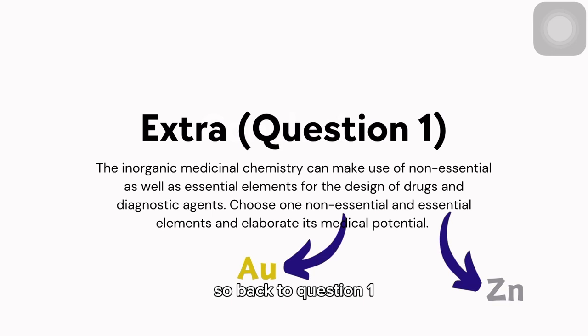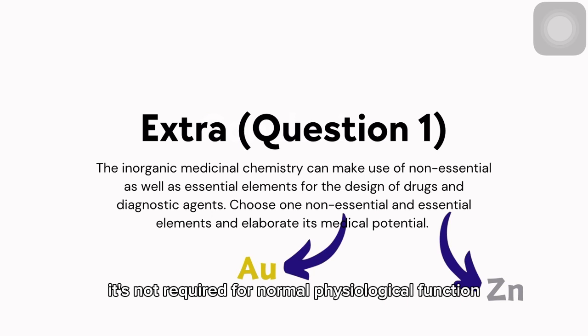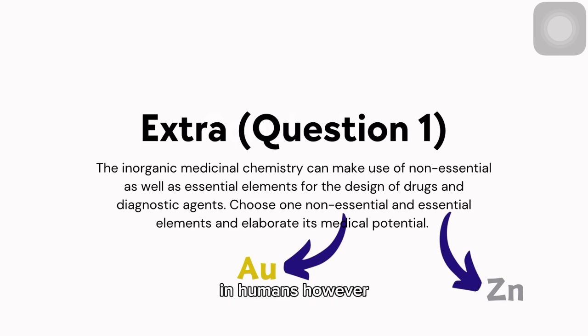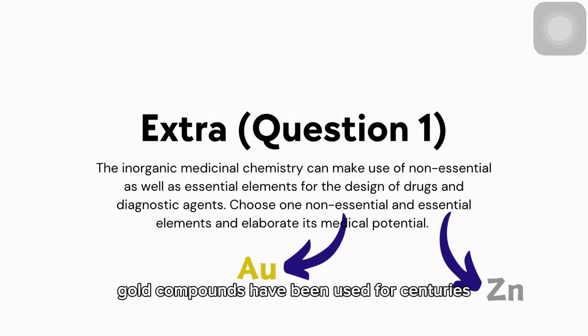So back to question 1, I've chosen gold as a non-essential element, while zinc as an essential element. Gold is a non-essential element, meaning it's not required for normal physiological function in humans. However, gold compounds have been used for centuries for various medical purposes. One notable example is the use of gold compounds in the treatment of rheumatoid arthritis.